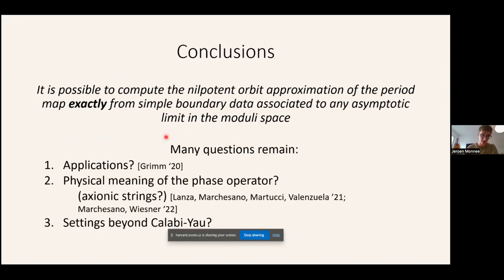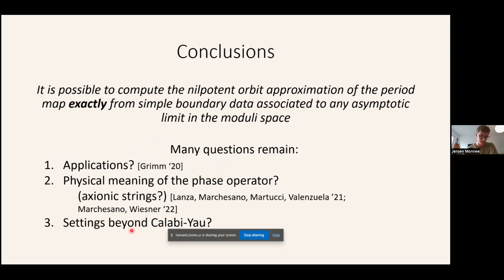Of course, there are many questions that still remain, like what are some applications of this? I did not say much about this, but the coefficients that appear in this period map are actually quite restrictive. And for example, Thomas used this in one of his papers to show the finiteness of self-dual flux vacua for the one modulus case. As I already alluded to, I would like to understand better what the physical meaning of this phase operator is. Maybe there's some relation with axionic strings. I don't have anything concrete here, but maybe there is.